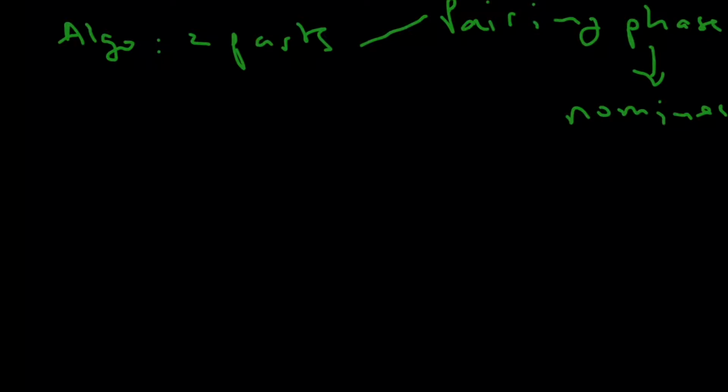And this nominee must be in the majority if a majority exists. The second part of this is called the counting phase, which is the phase that will allow us to know if there is a majority, so that we can confirm if the nominee that we got from the pairing phase is really the majority element or not.